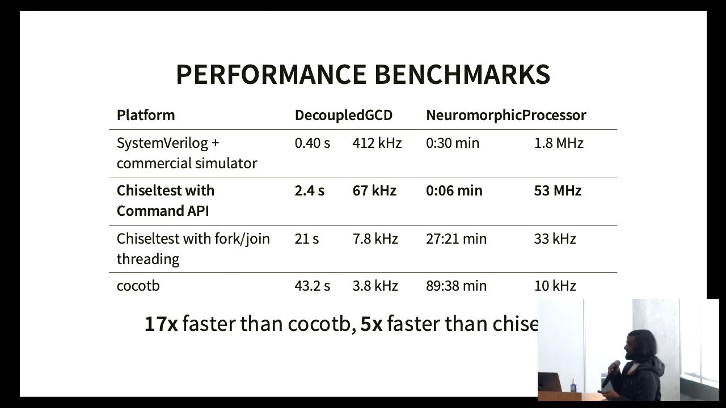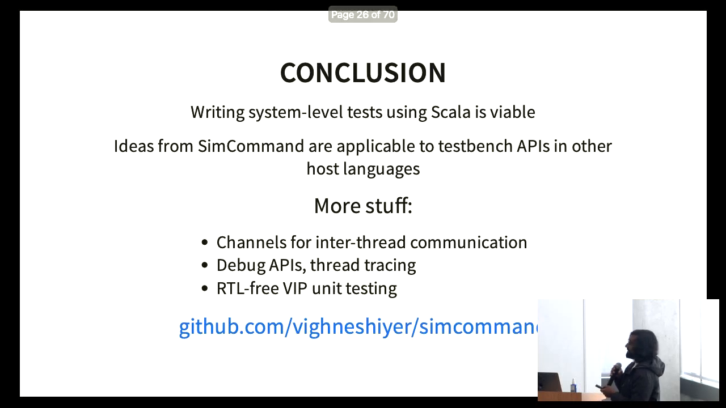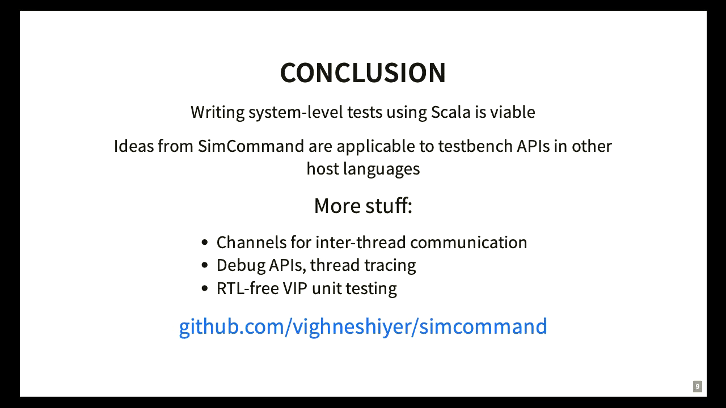So ChiselTest now with this command API can do a lot better than ChiselTest with fork join or CocoTB on these two benchmarks. And you can see in some cases, ChiselTest with a command API can even outperform the commercial simulator because of some very special optimization tricks that I can talk about if you're interested. So it's faster. You can write system-level tests now using Scala, and the ideas here are applicable to other host languages. There's some more stuff here, and if you're interested, check out our GitHub repository.